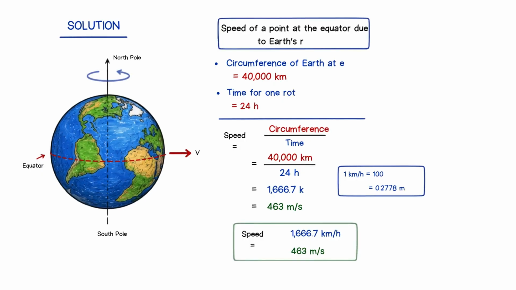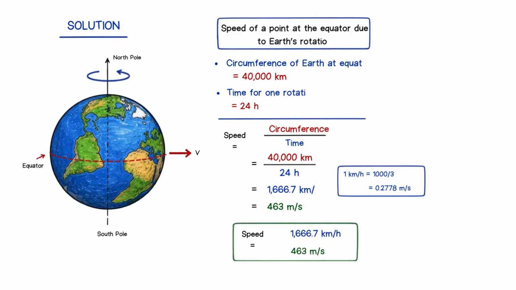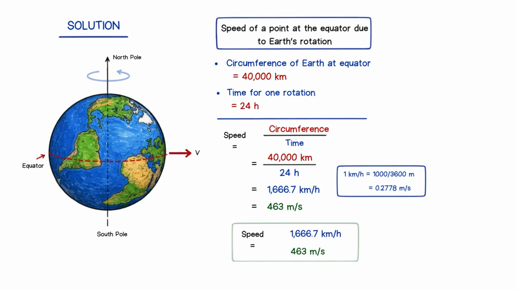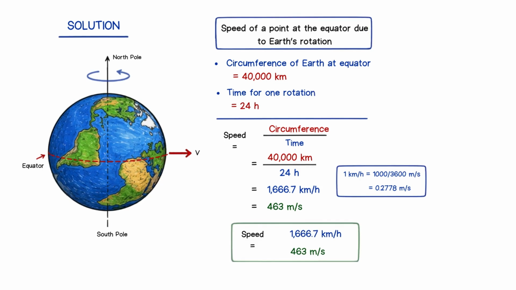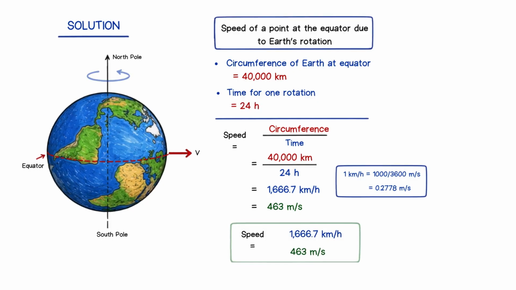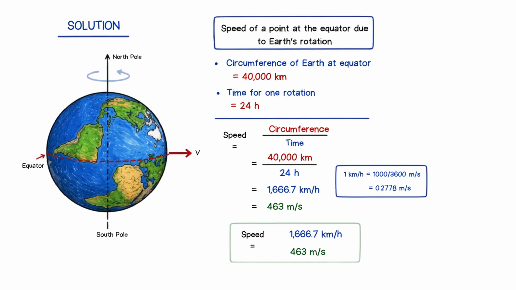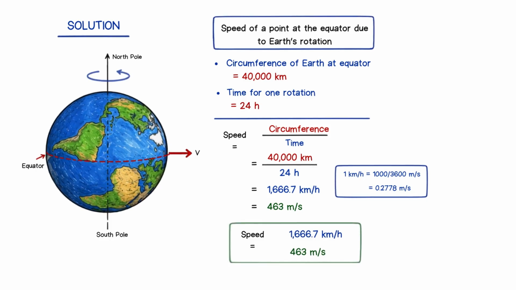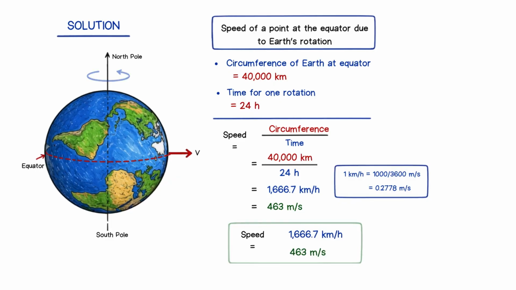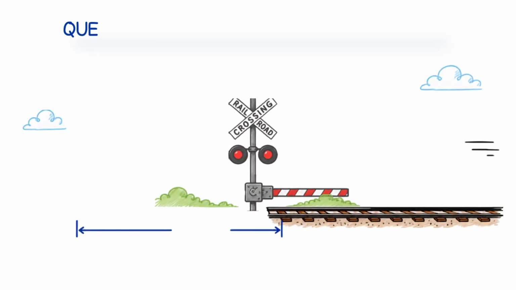So 40,000 divided by 24 gives 1,666.7 kilometers per hour. When converted to meters per second, this is approximately 463 meters per second. Therefore, the speed of a point at the equator is about 1,666.7 kilometers per hour, or 463 meters per second. Now let us solve question 6.